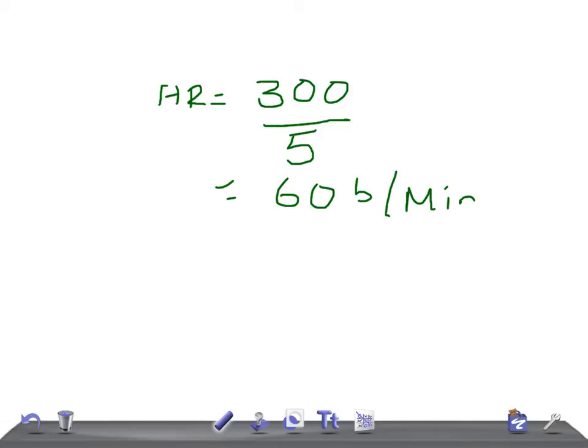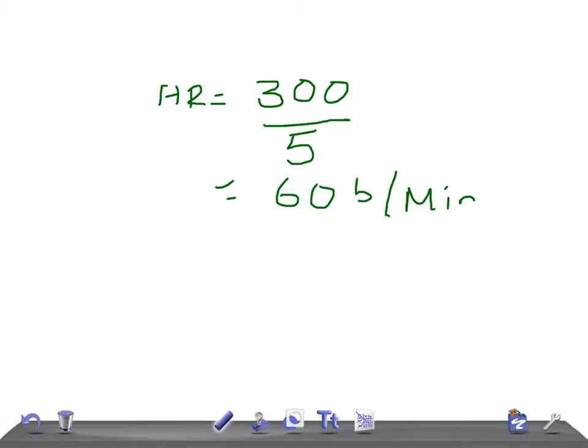Here, 5 is the number of large squares between the two QRS complexes. I'm talking about the large squares, remember, not the smaller ones. Each large square has 5 small squares, right? So we're going to count the large squares. This is how we calculate the heart rate from the QRS complexes.